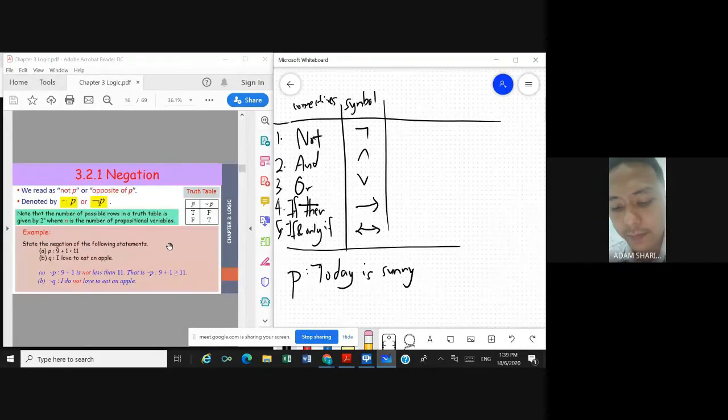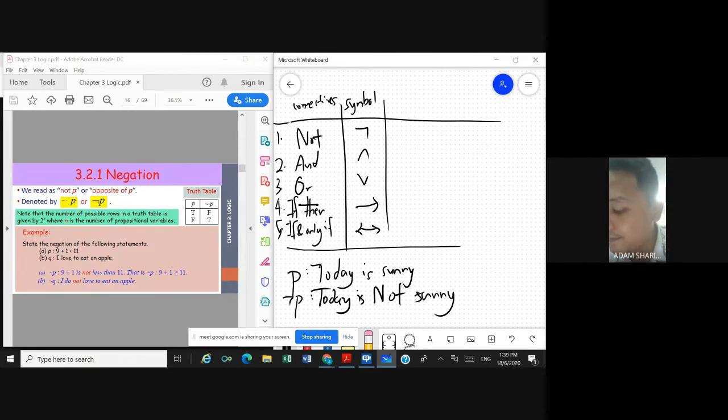Okay, use the same example. We start first with the negation. Not P. What will be the English sentence for not P? If P is today is sunny, so not P will be today is not sunny. You must take some logical connective from the top. Very easy. The negation.